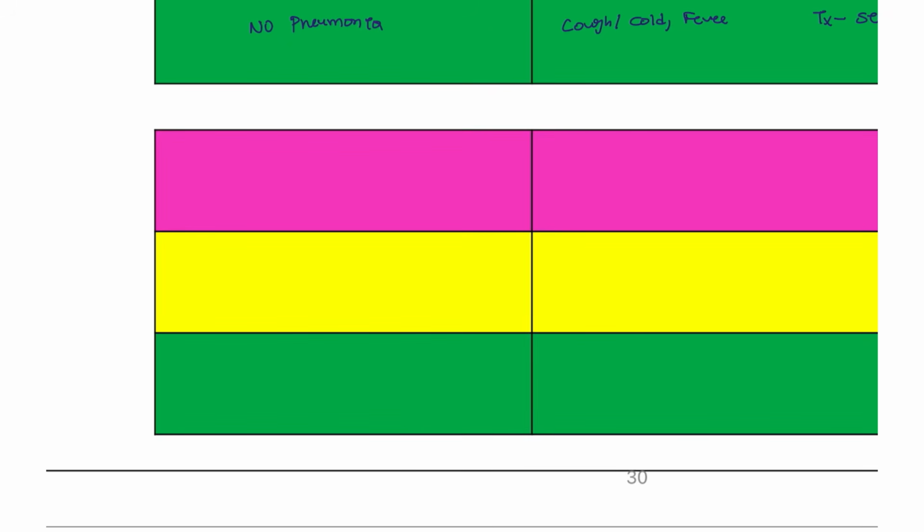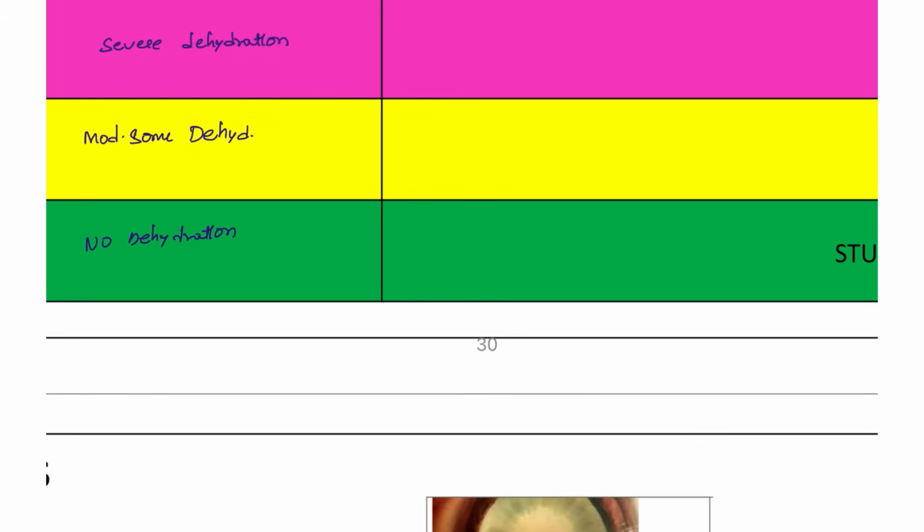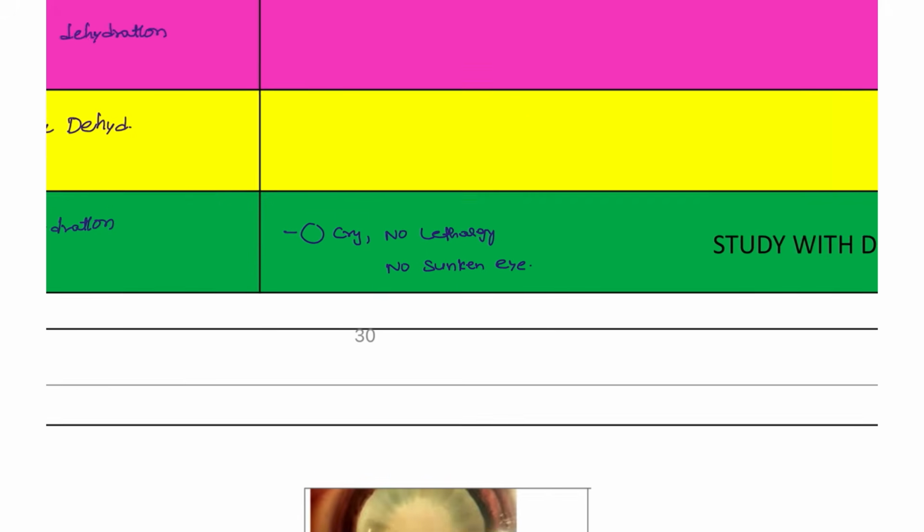Next, another IMNCI guideline, that is known as dehydration. Here, no dehydration. And this one, moderate or some dehydration. And here it is severe dehydration. Sometimes it can cause hypovolemic shock in the patient. No dehydration: basically the patient with a normal cry and also no signs of lethargy, no sunken eyeballs, all this will be considered as no dehydration.